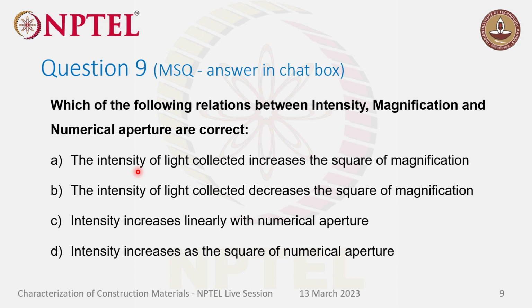Option A is intensity of light collected increases as the square of magnification. Option B is intensity collected decreases as the square of magnification. Option C is intensity increases linearly with numerical aperture, and option D is intensity increases as the square of numerical aperture. Please type the answer in the chat box, and this particular question has more than one right answer.